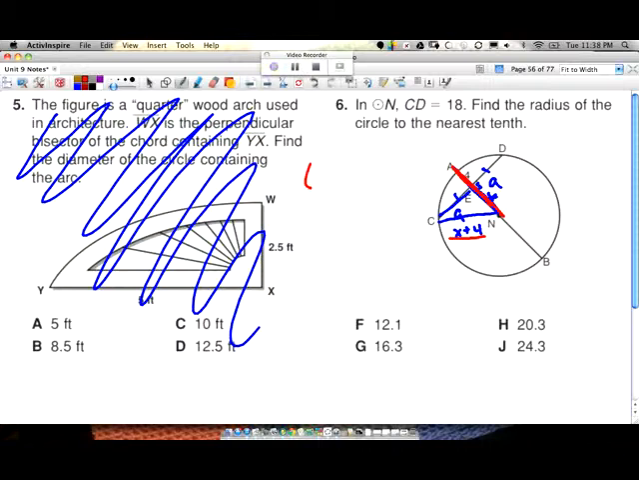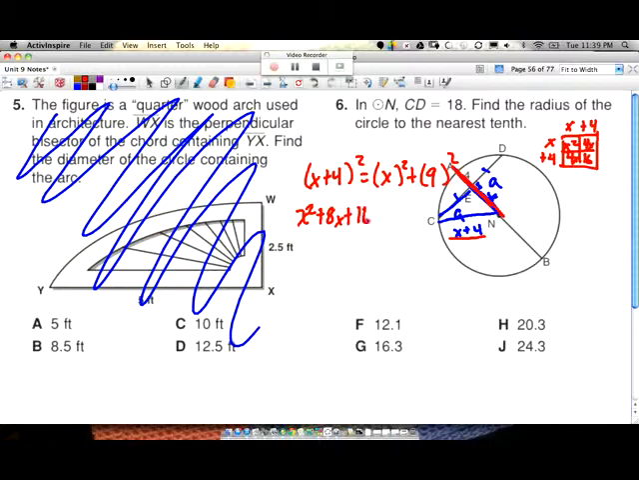So that's our hypotenuse. So we're going to have hypotenuse squared equals leg squared plus leg squared. Well, the hypotenuse is x plus 4. One of the legs is x, and the other one is 9. Well, x plus 4 squared, oh, I have to do some box multiplying here. x plus 4, that's x plus 4. So we get x squared, 4x, 4x, and then 16. We add all those things together, we'll get x squared plus 8x plus 16 equals x squared plus 81.